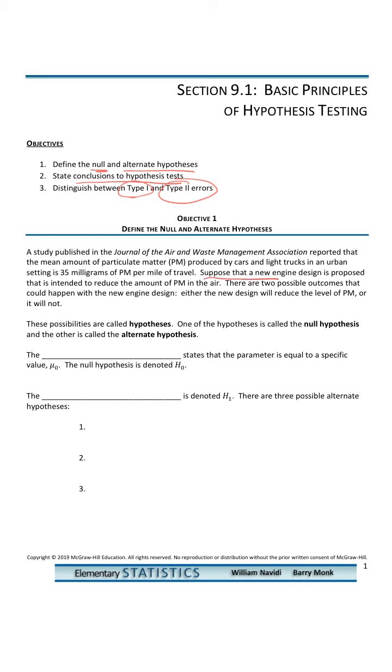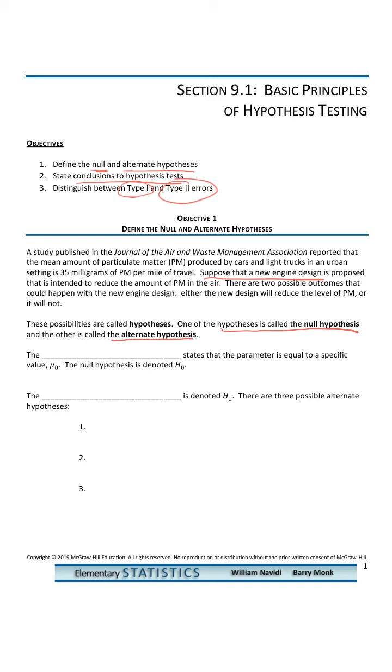Suppose that a new engine is designed to reduce one form of the air pollution that health officials are most concerned about, that is the particulate matter, which refers to fine particles that can be trapped in lungs, increasing the risk of respiratory disease. Either the new design will reduce the level of PM or it will not. These two possibilities are called the hypotheses. One of the hypotheses is called the null hypothesis, the other one is the alternate.